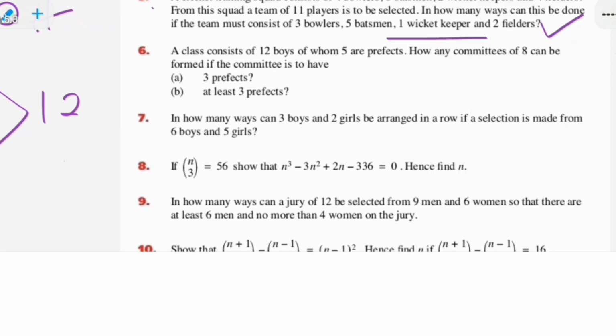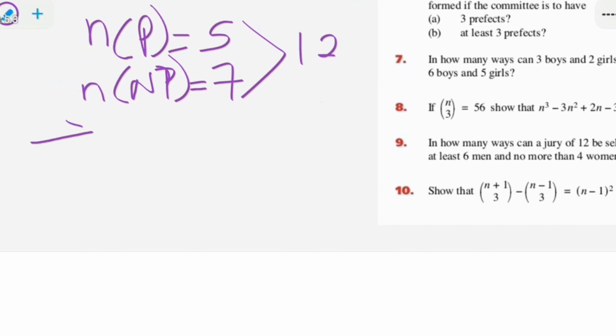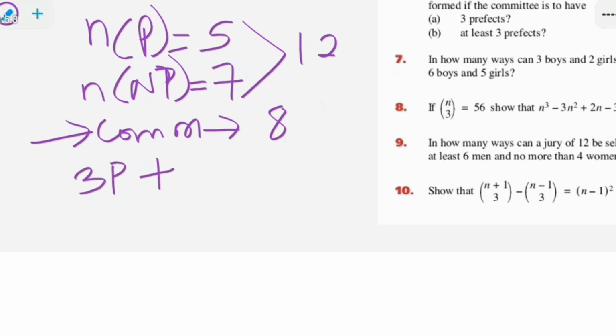So let's say you pick a committee of 8, and the committee should have 3 prefects. So the committee should be 8 people, and you want to have 3 prefects. It means you should have 3 prefects plus 5 non-prefects. That's the meaning. For you to make 8, you have to have 3 prefects and 5 non-prefects. The non-prefects are actually 7. The prefects are 5.